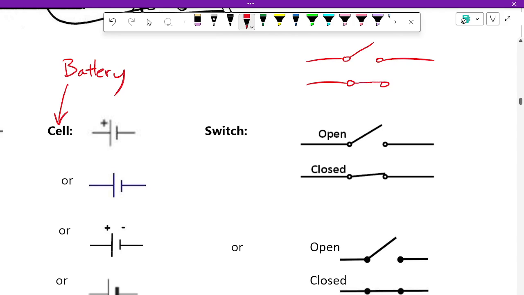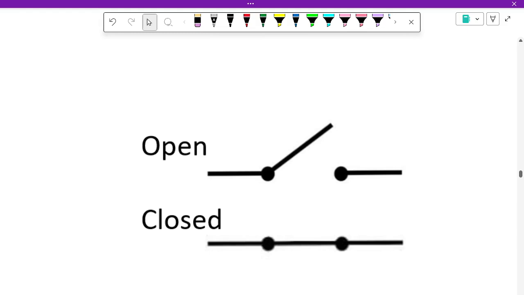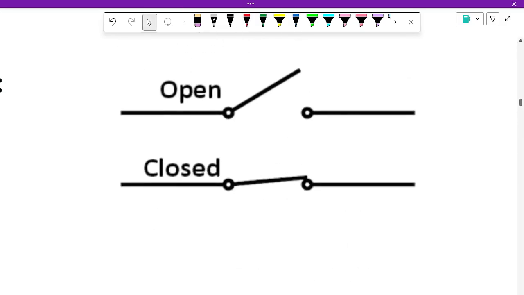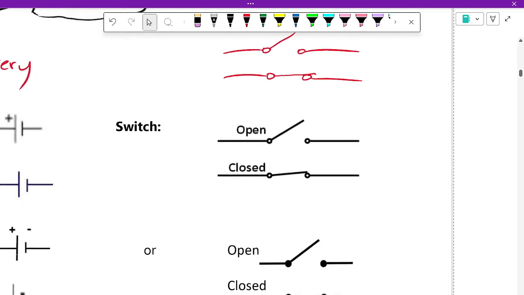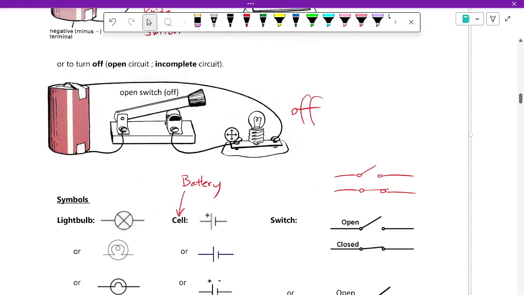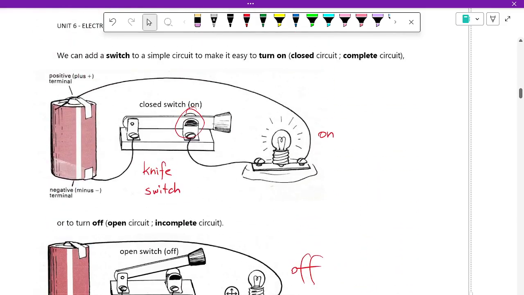I find this one to be harder to draw, so I don't usually use this one. I usually use that one. That is open, and then just that is closed. To me, that is easier to draw. This one, to me, looks harder to draw. If you're good at artwork, you can definitely do the other one, though. Okay? So what we're going to do, I think, is we are going to draw this circuit here.